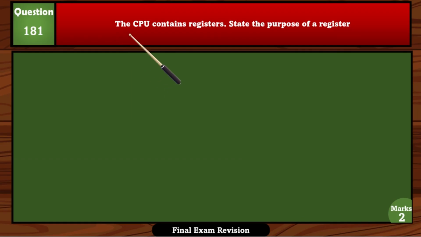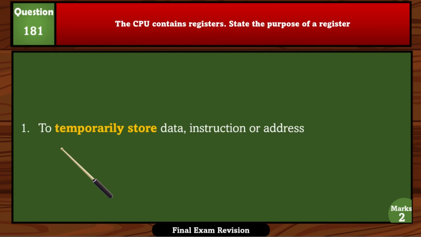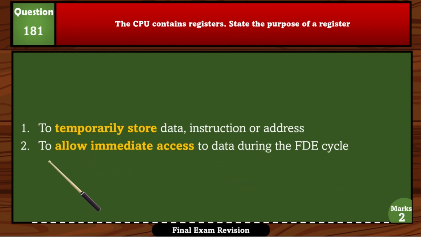Registers. Question 181. The CPU contains registers. State the purpose of a register. So the purpose of a register is to temporarily store data, instructions, or addresses. Number 2, to allow immediate access to data during the fetch, decode, execute cycle.